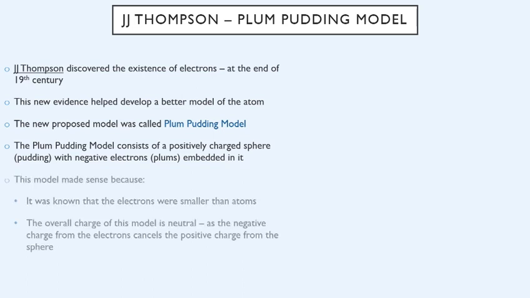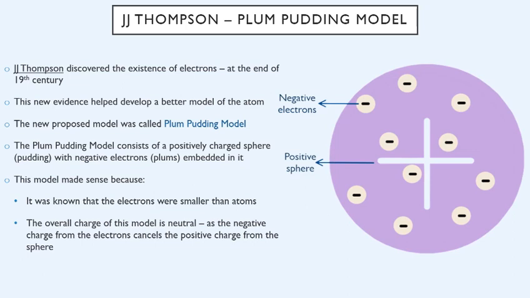This model made sense because it was known that the electrons were smaller than atoms. The overall charge of this model is neutral, as the negative charge from the electrons cancels the positive charge from the sphere. So as you can see in the diagram, we have the positive sphere in the purple and the negative electrons embedded randomly all over, just like a plum pudding.